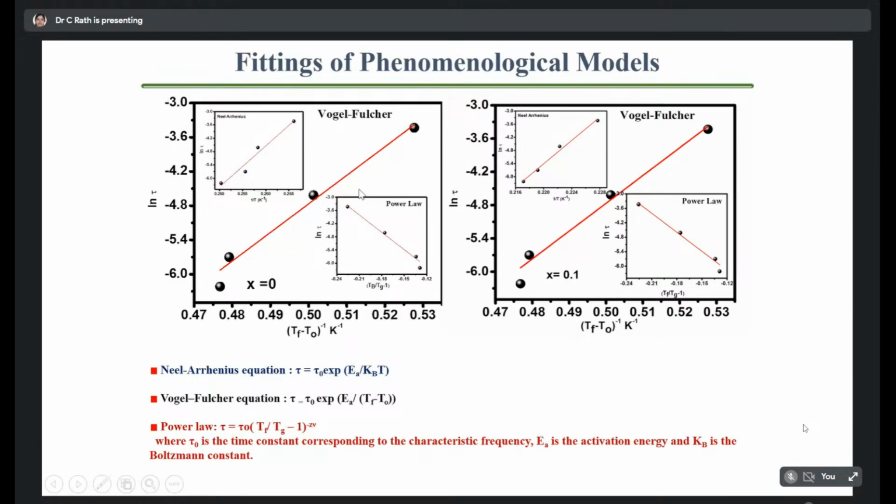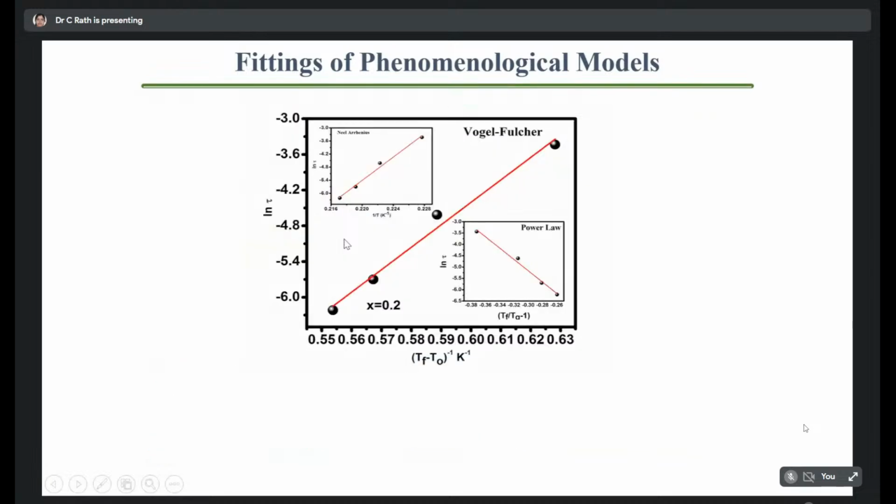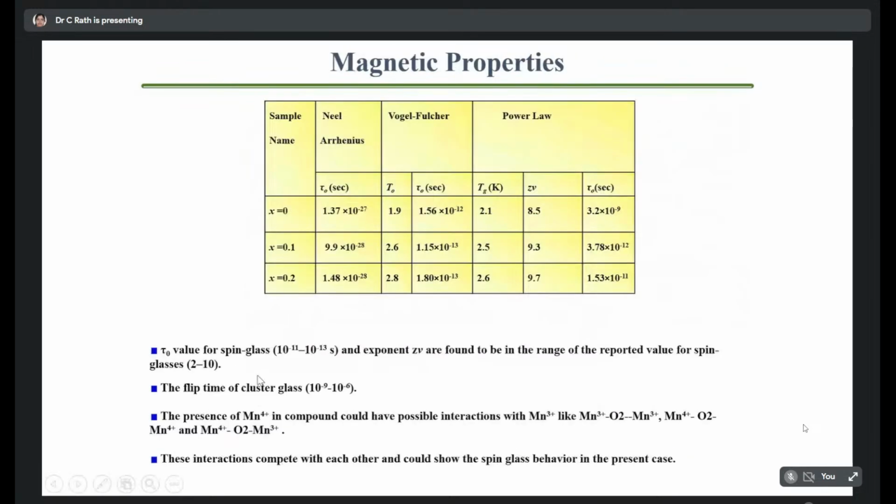So these are the fits. We have fitted all these parameters, and the fitting parameters one can see. The Neel-Arrhenius fit shows a tau naught value of 1.37 times 10 to the minus 27, minus 28, minus 20, which is a very unphysical value. So Neel-Arrhenius behavior is not well suited to these samples, because it doesn't give a physical parameter; 10 to the minus 27 is very unphysical.